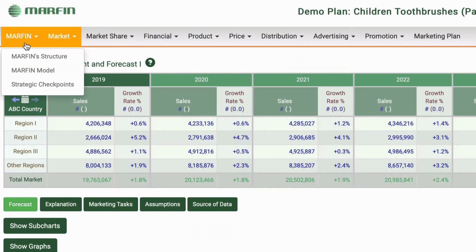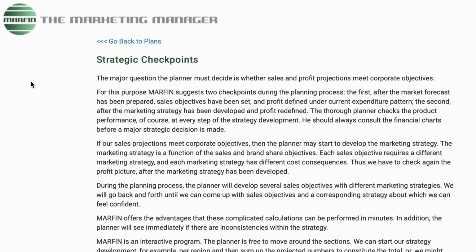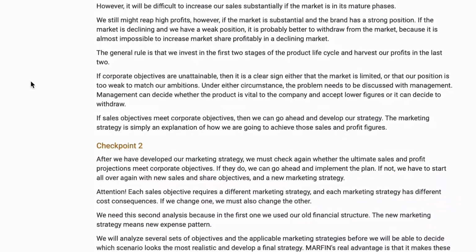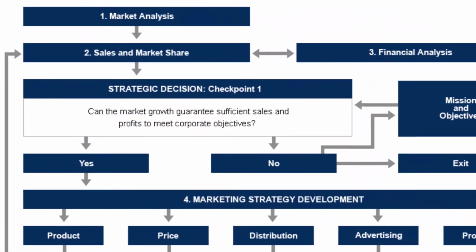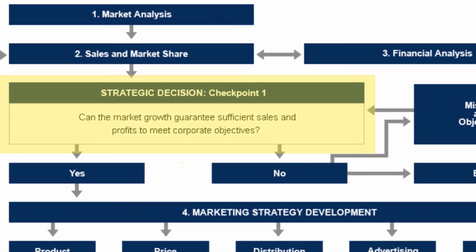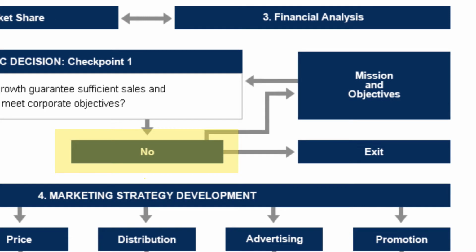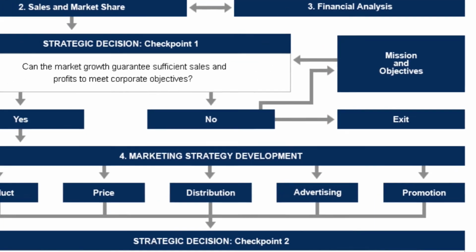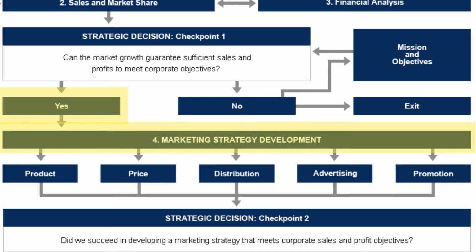Strategic checkpoints. MARFIN introduces two important financial checkpoints in the marketing development process. This makes MARFIN unique. Here's how it works. We arrive at the first financial checkpoint after we've analyzed the market and finalized our sales and share projections. Can the market growth guarantee sufficient sales and profits to meet corporate objectives? If no, we go back to corporate management and evaluate whether we should continue with more modest objectives. In some cases, the prudent decision might be to withdraw from the market entirely. If yes, then we continue to develop a marketing strategy to obtain our goals.